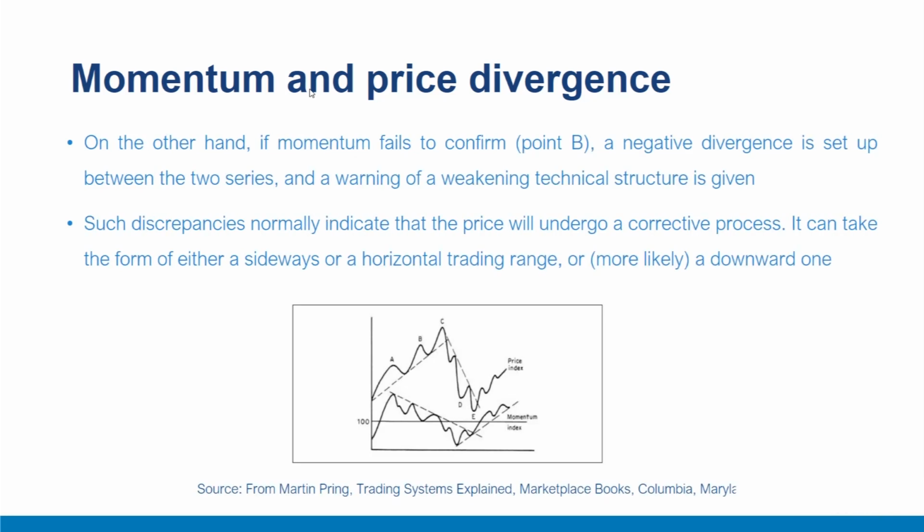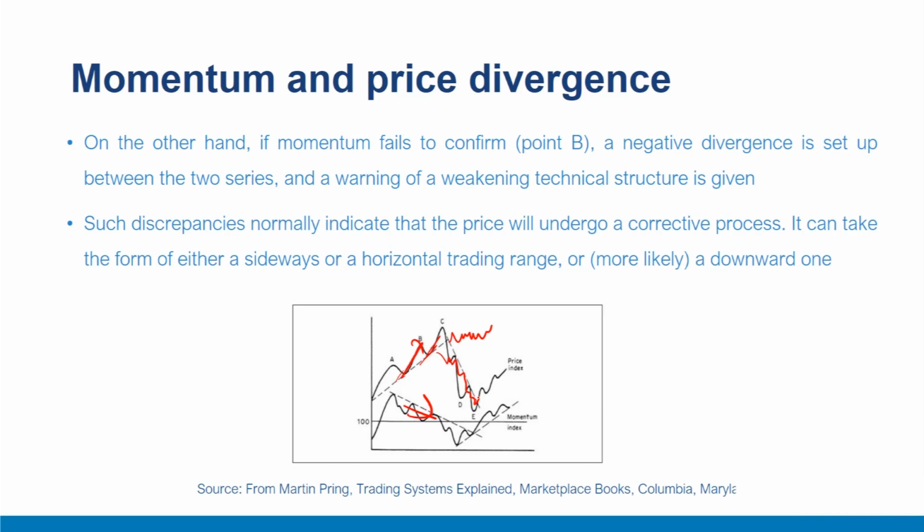On the other hand, if momentum fails to confirm, for example here at point B, notice that price movement upwards does not agree with the momentum downwards. So there is a divergence which is set up. A negative divergence is set up between the two series, that is price and momentum, and a warning of weakening technical structure is given. Such discrepancies normally indicate that the price will undergo a corrective phase. It can take the form of either sideways movement, like a horizontal trading range, or more likely a downward movement, as we can see here.